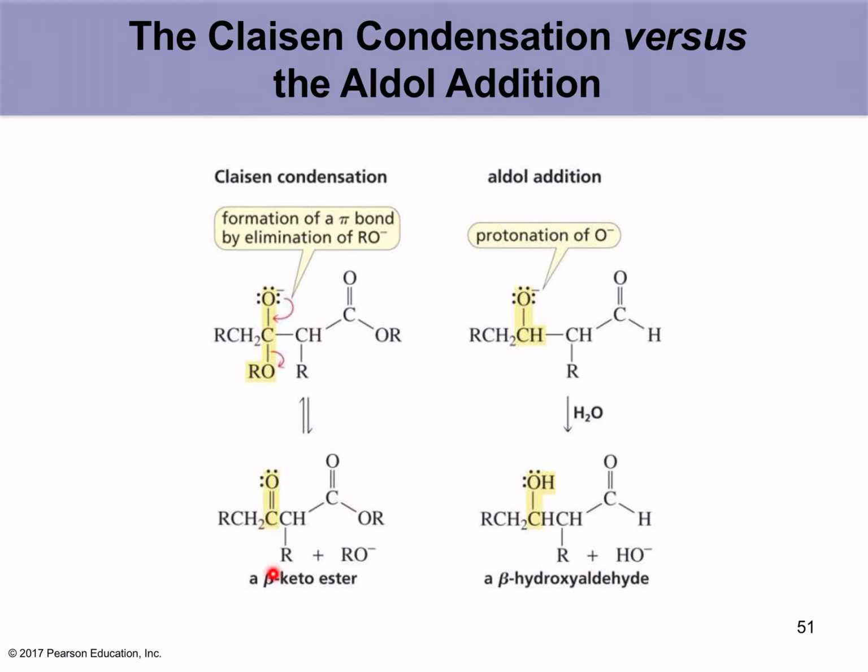In the beta position you have a keto group. Here in the beta position you have an alcohol group. Do you see that? But this is an ester, but this is an aldehyde. That's the other difference. Okay.